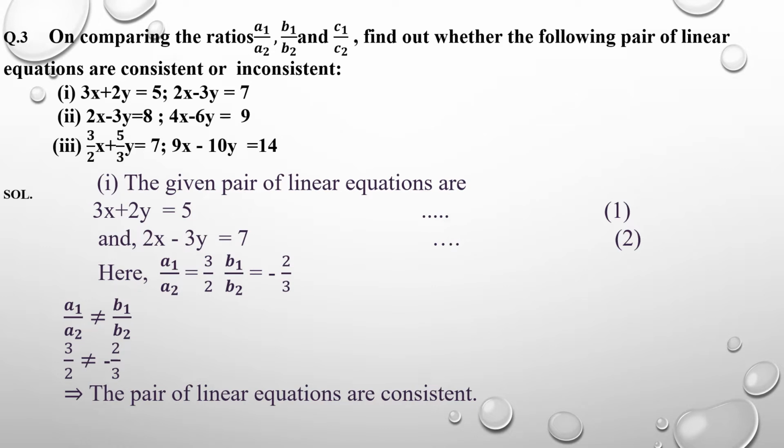So we find that a1 by a2 is not equal to b1 by b2, or we can say 3 by 2 is not equal to minus 2 by 3. So it implies that when this condition exists, there is a unique solution, and when a unique solution exists, it means it has one solution. The pair of linear equations has only one solution, and in that case the pair of linear equations is consistent.